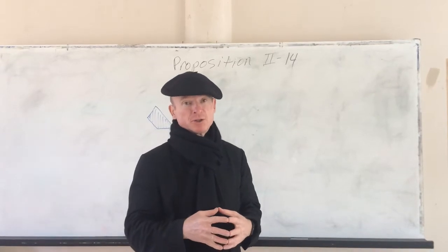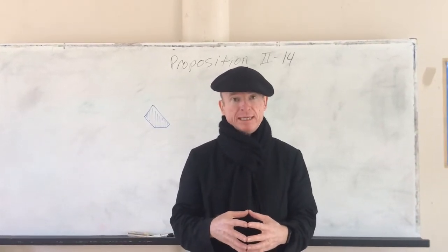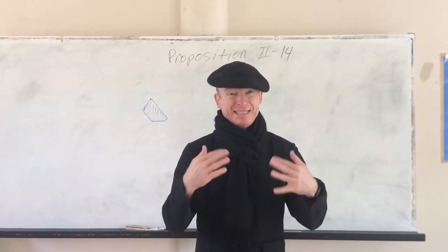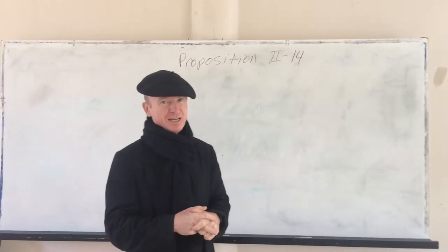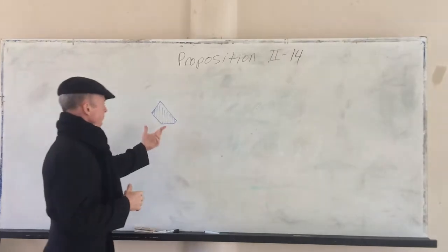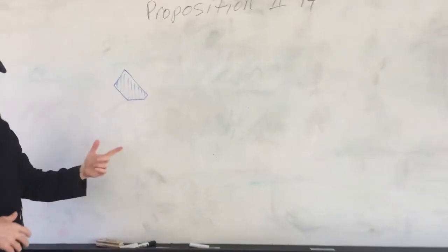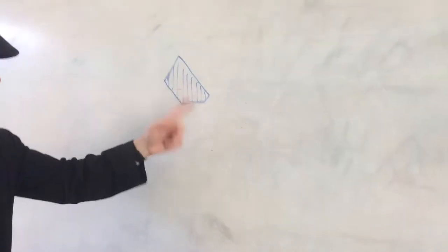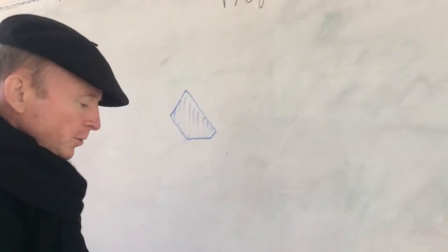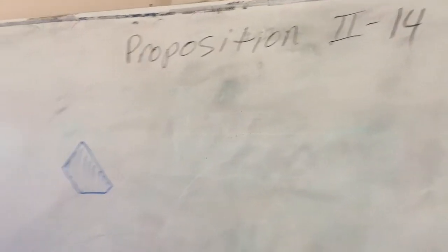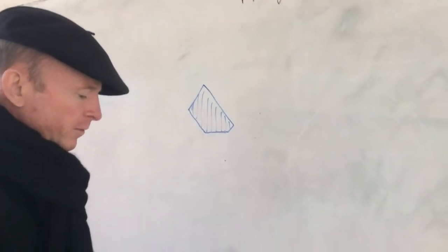To construct a square equal to a given rectilineal figure. There's the given rectilineal figure. It could be in whatever shape, but it's rectilineal. It can't be curved, okay? Great, so it is required to construct a square equal to this given rectilineal figure.